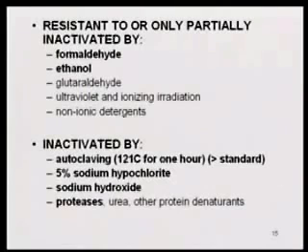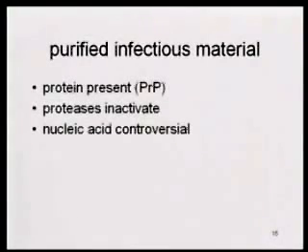They are susceptible to proteases. Don't worry about these other protein denaturants, but the fact they're susceptible to proteases was what gave us a clue that they might be protein. So they're protein, but they're very resistant protein, and it's really difficult to inactivate them. When you purify the infectious material, you find that protein is present, and the protein is called PrP, and we'll come back to the PrP in a minute.